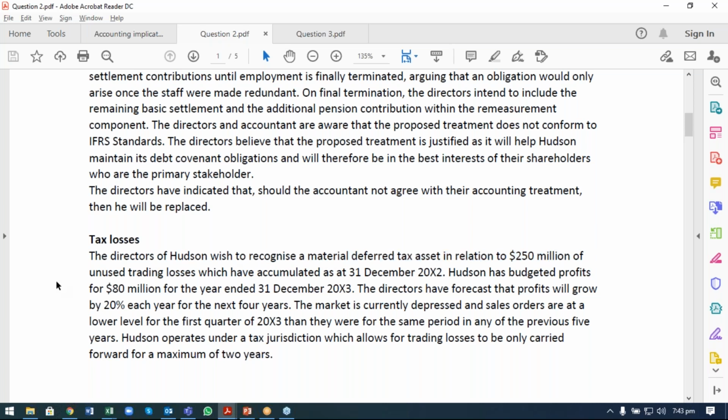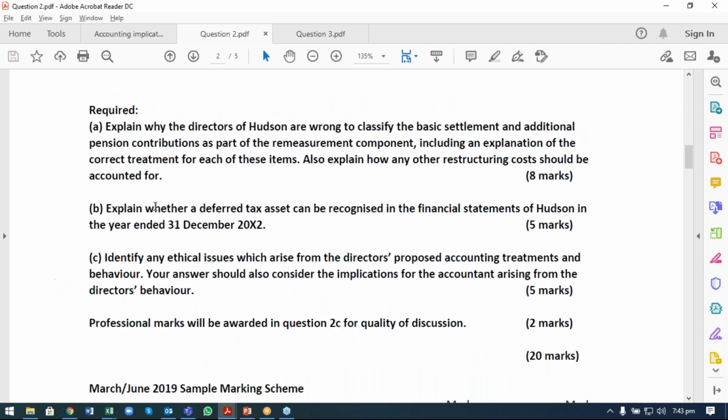These are the ethical issues with respect to these criteria. So the first requirement is to explain why the directors of Hudson are wrong to classify the basic settlement and additional pension contribution as part of the remeasurement component. If you know IAS 19 basic requirements, you can answer this question very easily, including an explanation of the correct treatment for each of these items. Also explain how any other restructuring cost should be accounted for, right? So there are 3 basic requirements. First one is related to the basic settlement, second one is related to the additional pension contributions, and third one is related to any other restructuring cost.